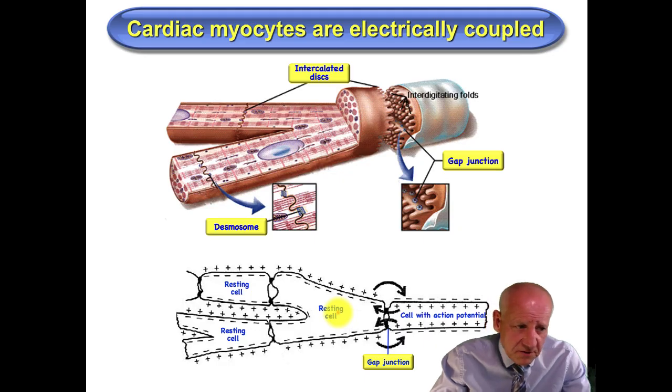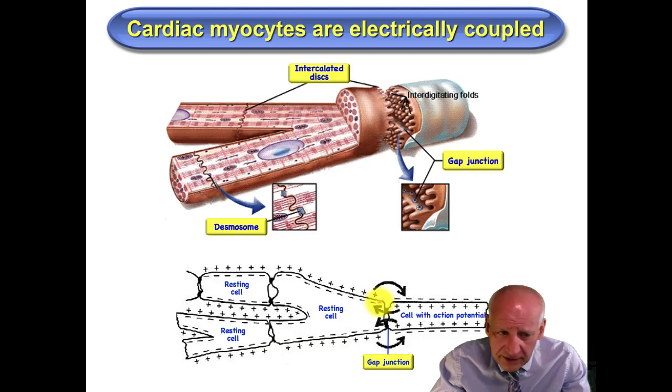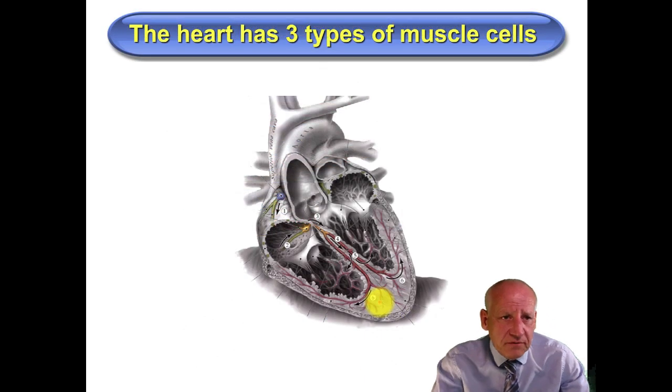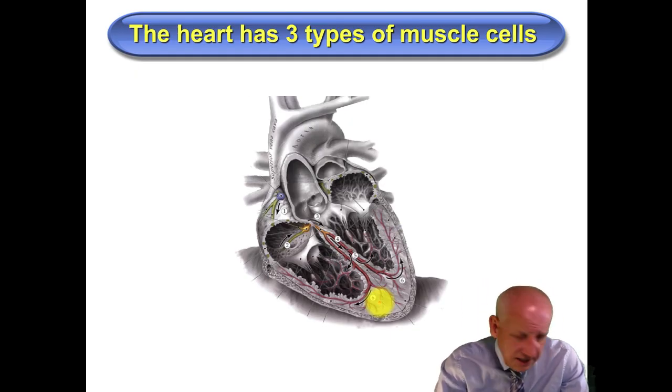And since all muscle fibers of the heart are electrically coupled, an action potential in one cell will be propagated through the myocardium as a wave of excitation. So the myocardium, in effect, acts as a functional syncytium. The word syncytium simply means a single giant cell, and this is with respect to electrical excitation. So the heart has 3 basic types of muscle cells, and each is specialized to perform a different function.